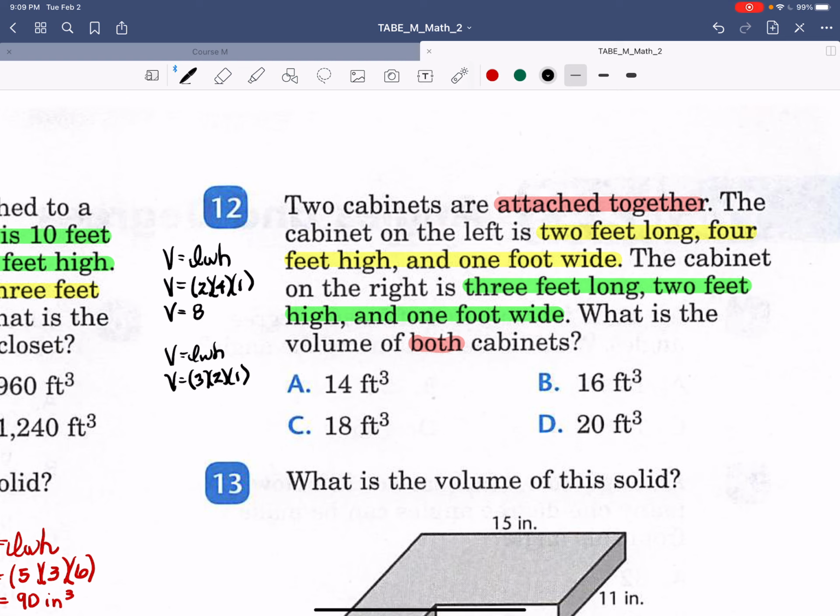So that's going to be 6 cubic feet. And both of them together is 14 cubic feet. Number 12 is A.